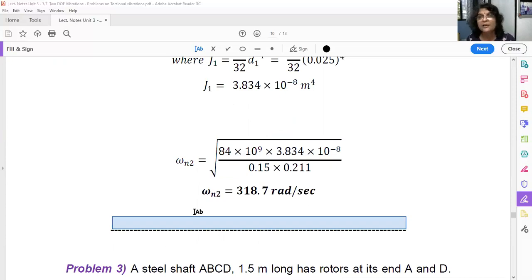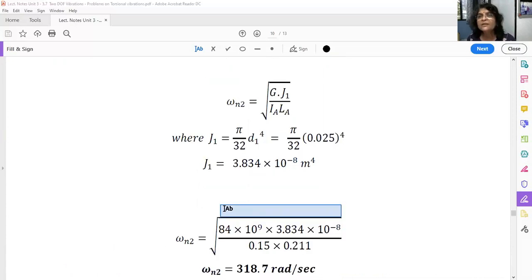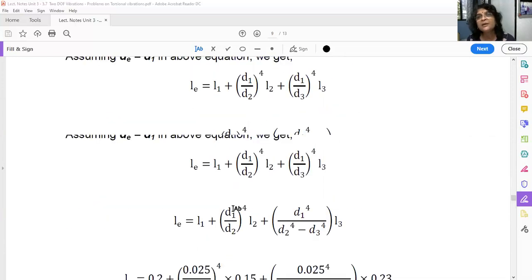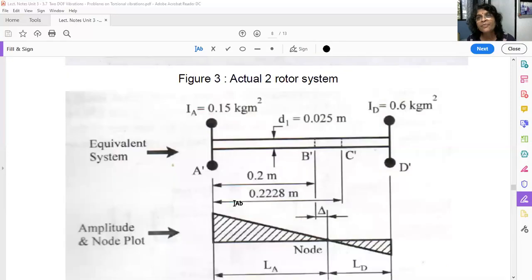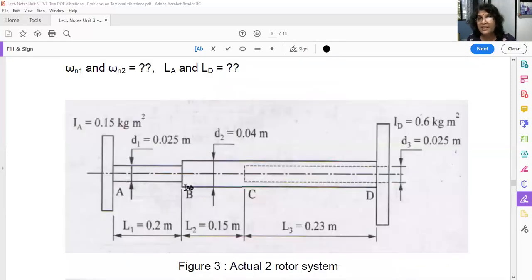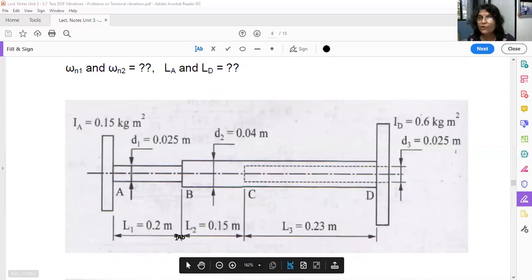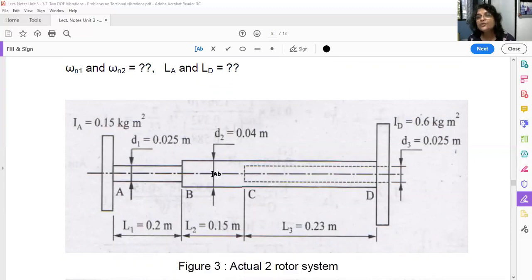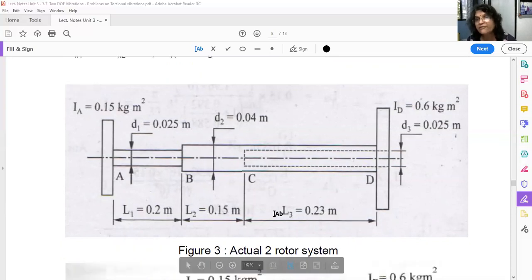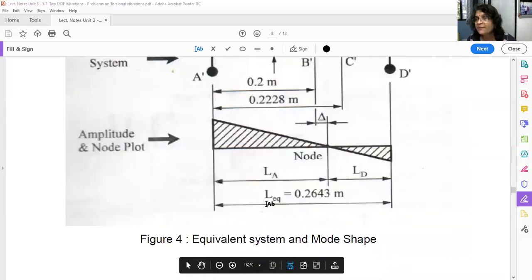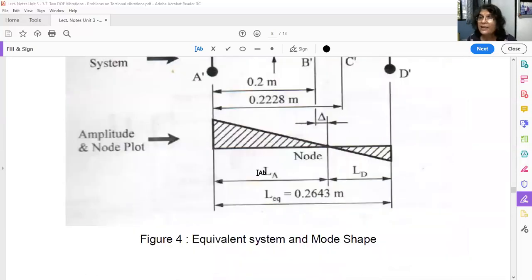Now in this problem I have not solved further, so that you can determine the actual distance of the node in the actual system. You know what LA is now, 0.211, and this length is only up to 0.2 meter. That means your node point lies in the diameter D2, but we have considered D is equal to D1. So what can you do now? This is homework for you. Consider DE is equal to D2. Then find out the equivalent length, which will definitely be different. Then find out LA and LD. Those will also be different from your first answers.